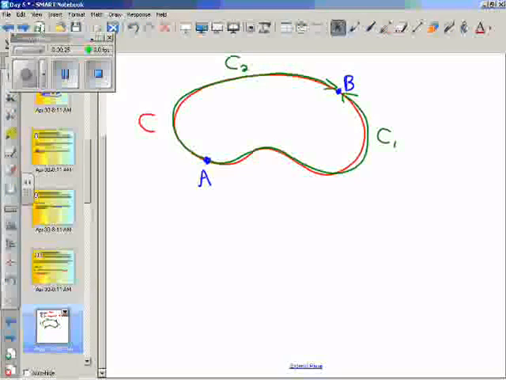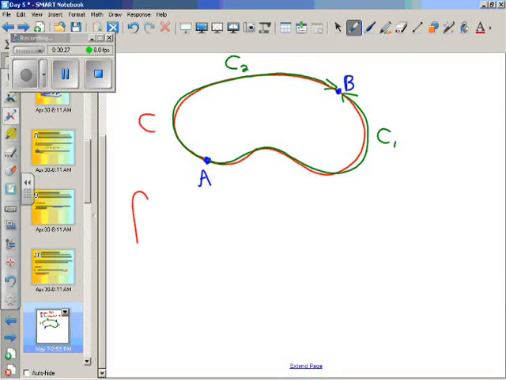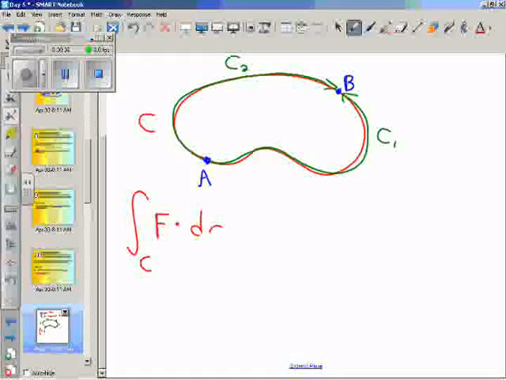Okay, so let's look at the integral of f dr over C. We already kind of know that we can break this up based on the integral. If we think of starting at A, we're going to try to go all the way around and come back to A.